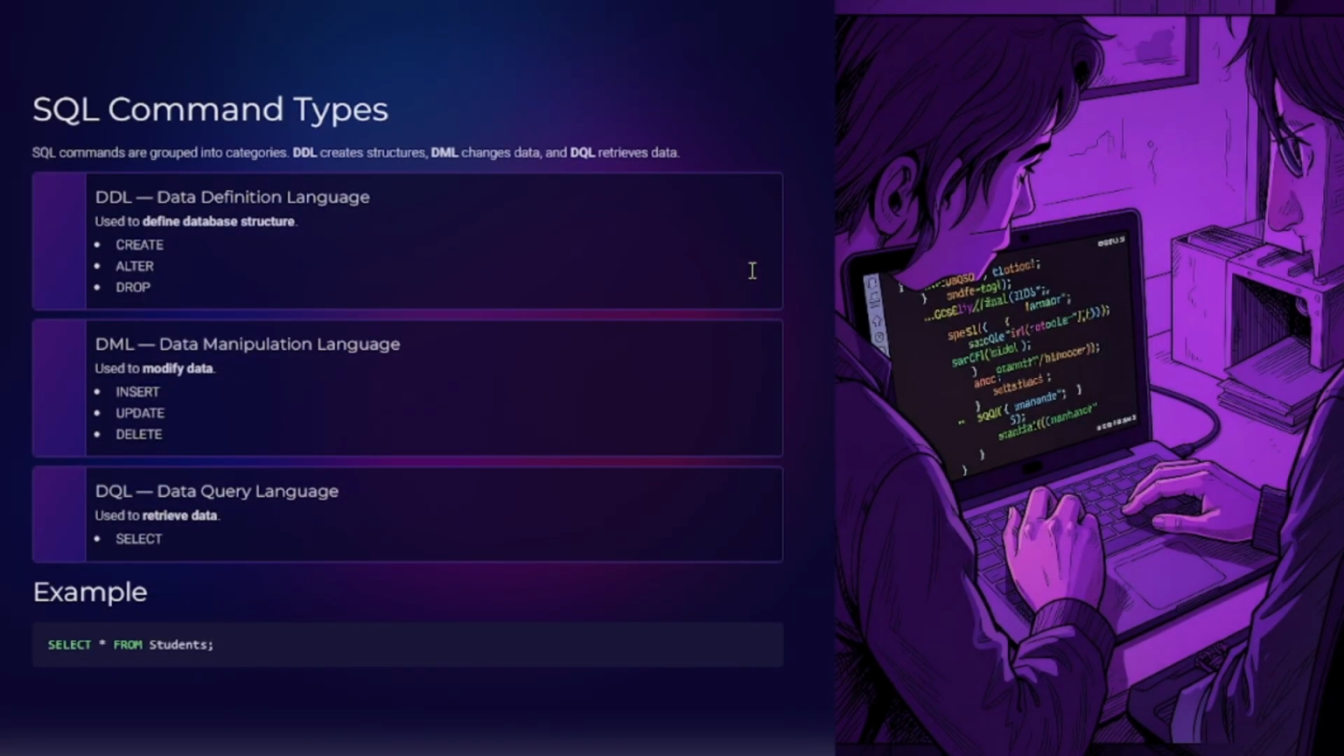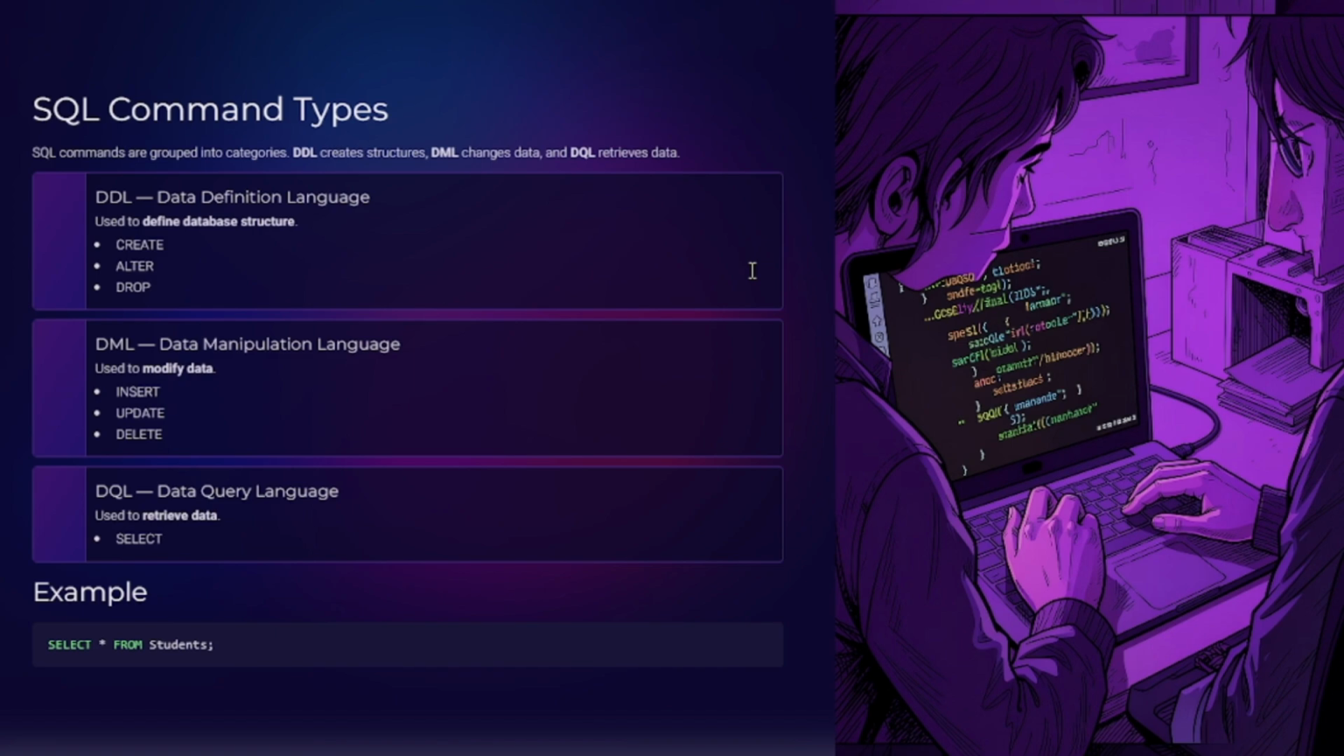So, SQL commands and types. As we are beginners, first we will learn about DDL, DML, and DQL. SQL commands are grouped into categories. DDL means Data Definition Language, used to create the structures. DML means Data Manipulation Language. It changes the data inside the table. DQL is Data Query Language.